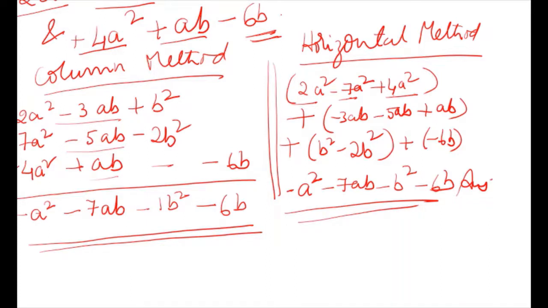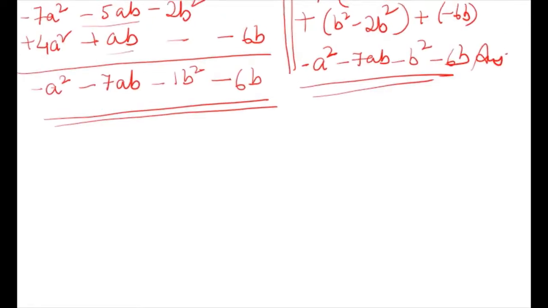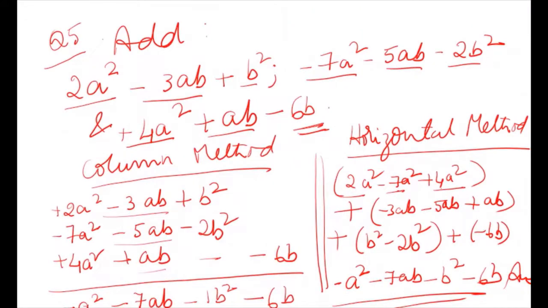Is it clear? Okay, children? Now let us do one more question. This is our question 6. Add the following expressions. Minus 14a square minus 40a plus 5.